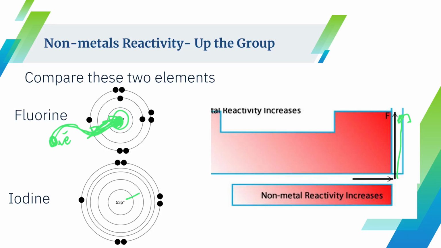But iodine has a greater distance between its nucleus and its outer electron. So if you have a valence electron coming in over here, it's not going to feel the pull of those 53 protons because there are too many energy levels shielding that nucleus.